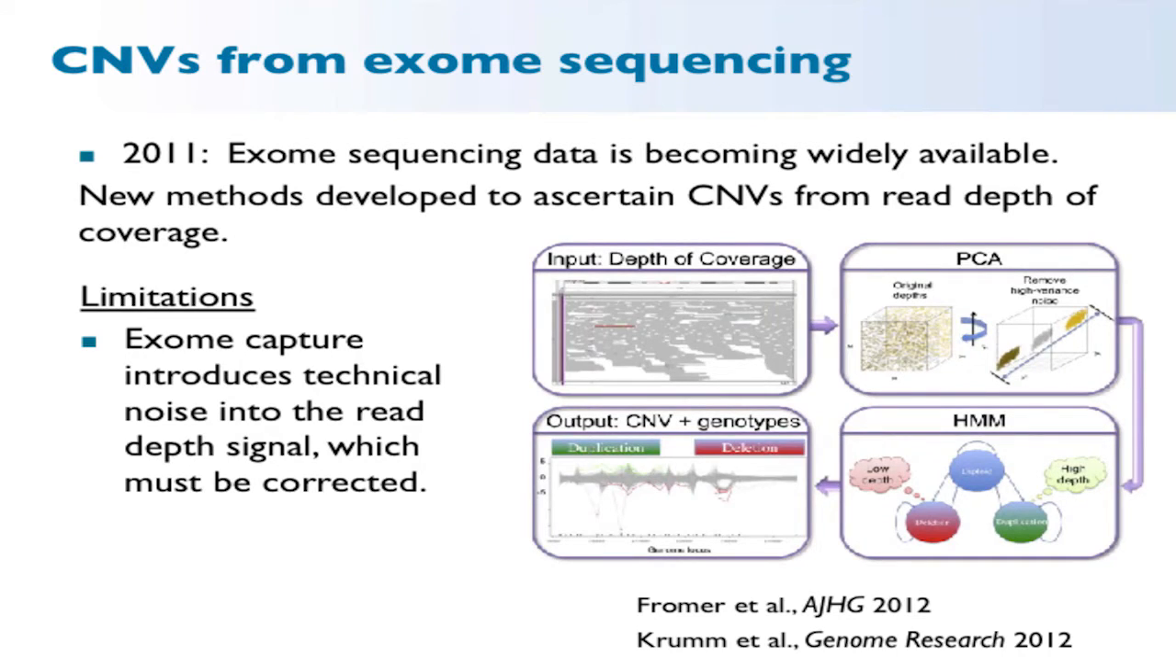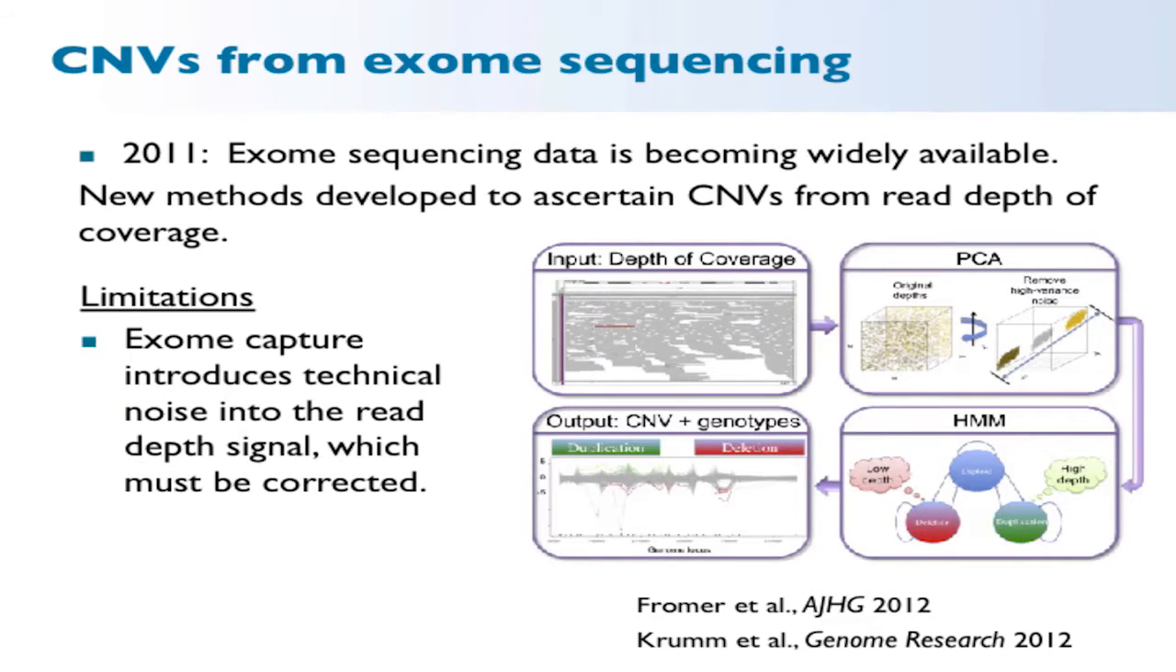So one variation on this theme is to look at these signals in exome data. And as exome data began to become widely available, people began to develop methods to try to ascertain copy number variation from the exome data. And one of the difficulties with using exome data is that the capture process introduces a lot of technical noise. So if you just look at the number of reads over each target, so the way the capture process works is we have certain baits that are pulling down the DNA in certain target regions. So you have a bunch of targets, usually corresponding to an exon.